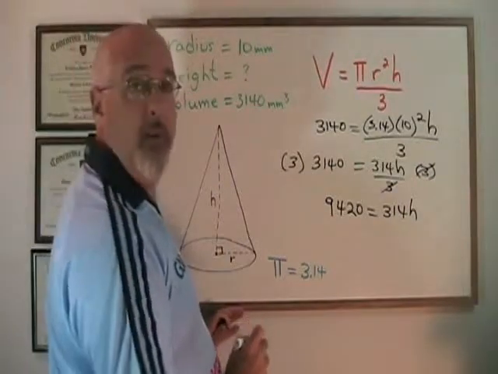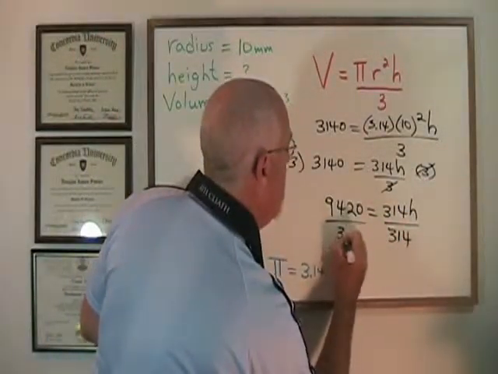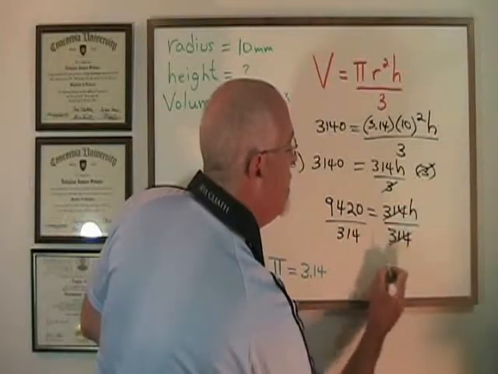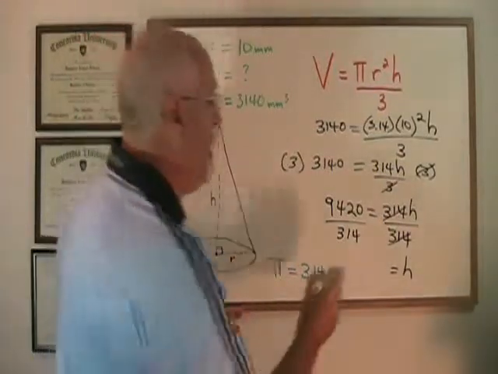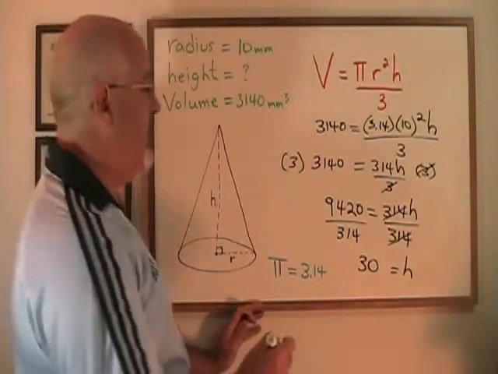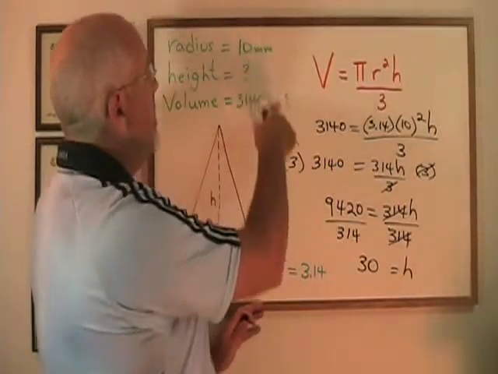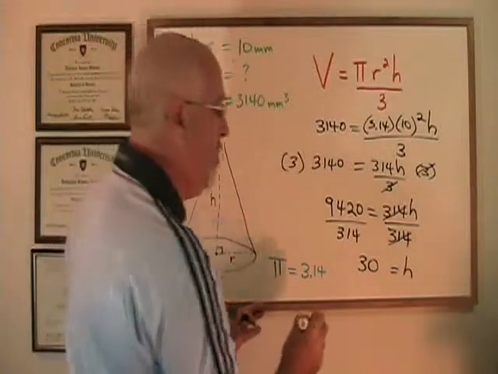And now when I divide both sides by 314, these cancel. My h is isolated. 9420 divided by 314 is equal to 30. And because we were working with millimeters and millimeters cubed, the height will have as its unit millimeters.